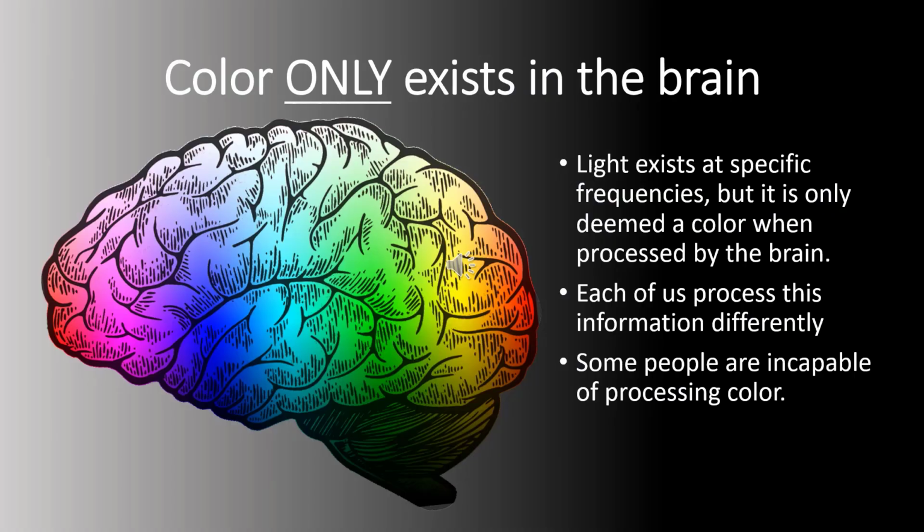We said previously that color is a perception. So color only exists in our brains. We do have light that exists at different frequencies. When we receive that with our eyes, convert it to signals that our brain processes, that's when we really determine it to be a color. Each of us processes this information differently, and in fact, some people are incapable of processing color. They are colorblind.